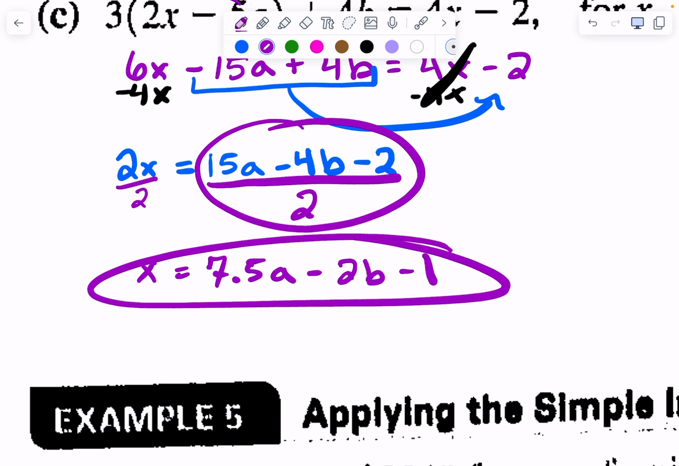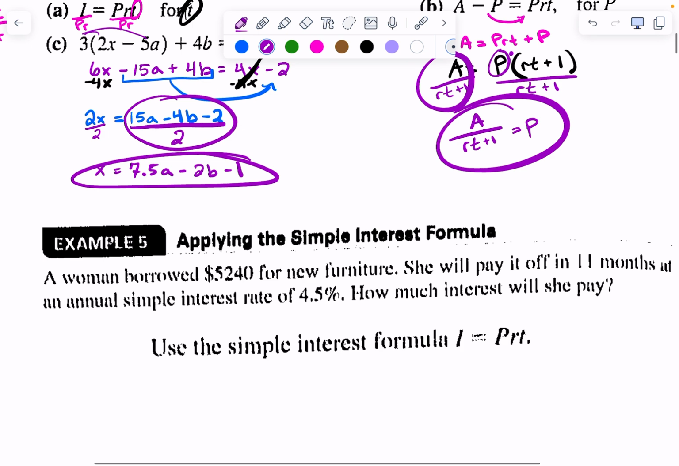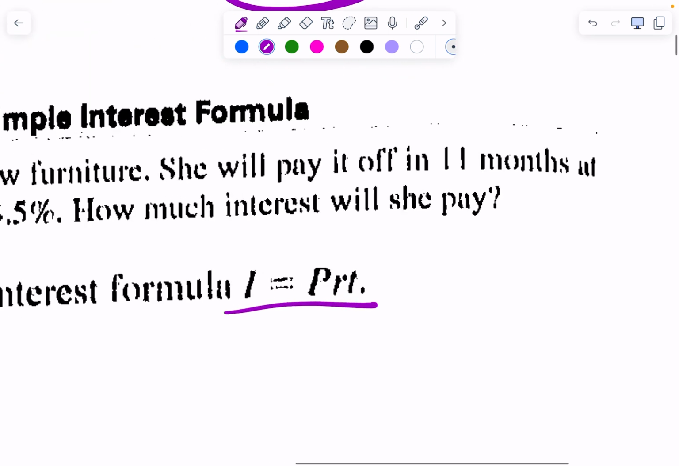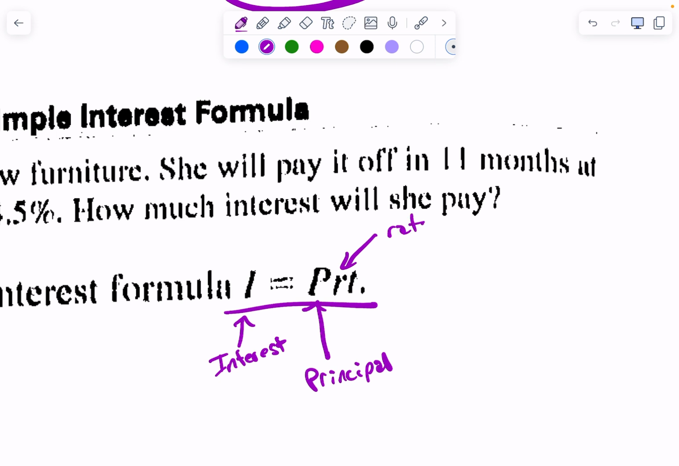Solving for thingy things. All right? Okay, example 5. This is the formula that you use for simple interest. I equals PRT. Not compound interest, not continuous compound interest, not PERT or anything like that. I equals PRT. I is interest. P is principal. R is rate as a decimal. And T is time.